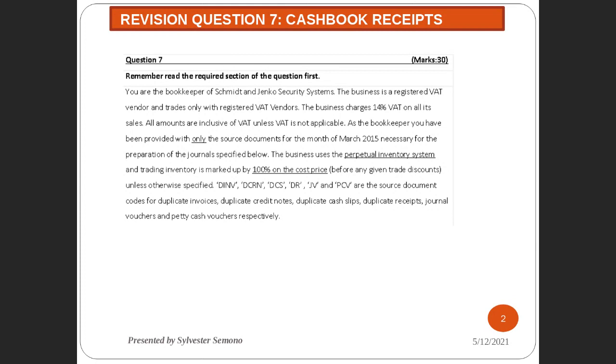Can you see here we have got 14%? Please, let's change it because it was a previous paper. Let's change it to be 15%. Remember, currently our VAT rate is 15%. So we're going to use 15% instead of 14%. Are we together? Like I said, this was the previous paper.